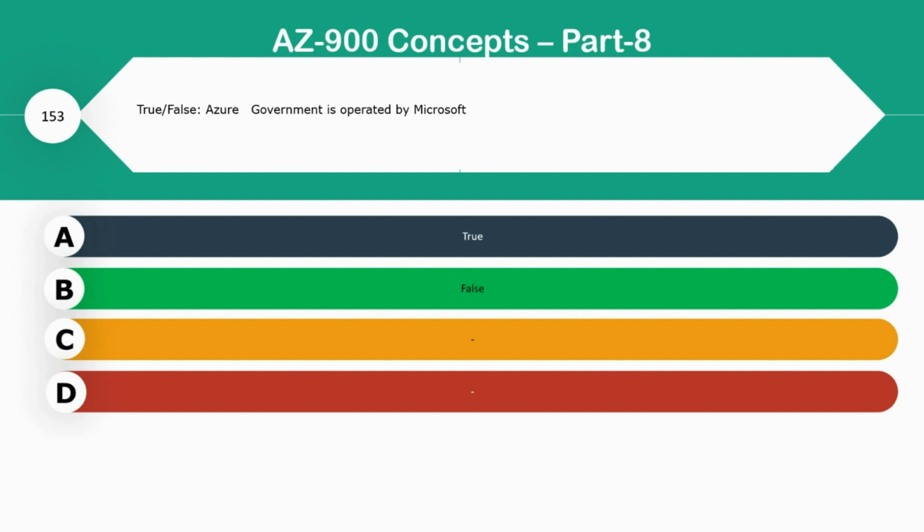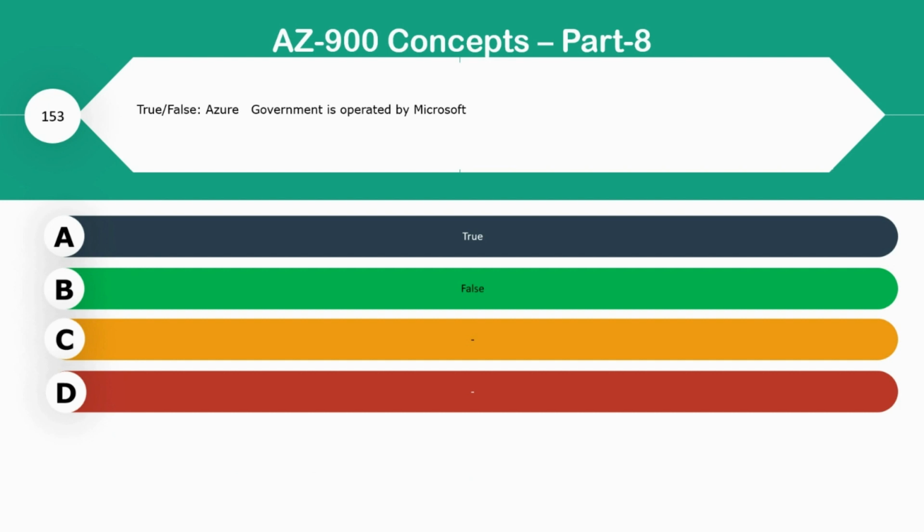Next question, true or false? Azure Government is operated by Microsoft. When you say Azure Government, it indirectly refers to Azure US Government. So the options for this question are true or false. The right answer for this question is option A. That is the correct answer.